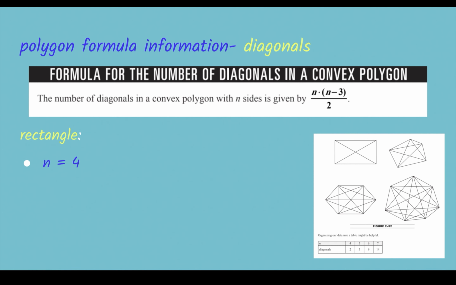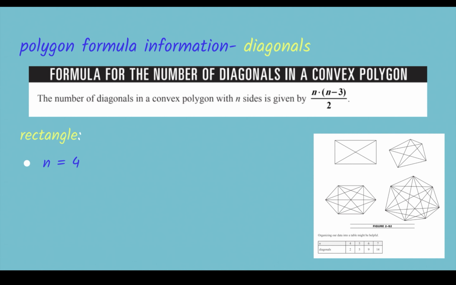And so here is the formula for the number of diagonals in a convex polygon. It is n times (n minus 3) over 2. And here are the polygons. This has 4 sides. It's a rectangle. And here it is. And so here are the number of diagonals it has. Here's the pentagon. Here's the number of diagonals it has. Here's the hexagon, and so forth.